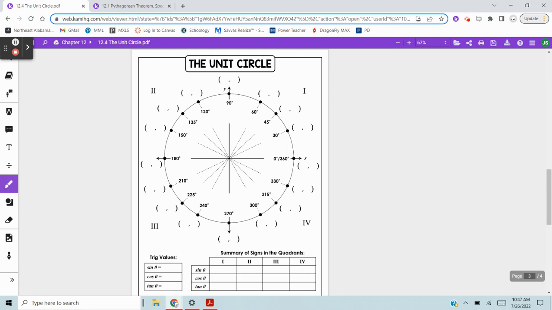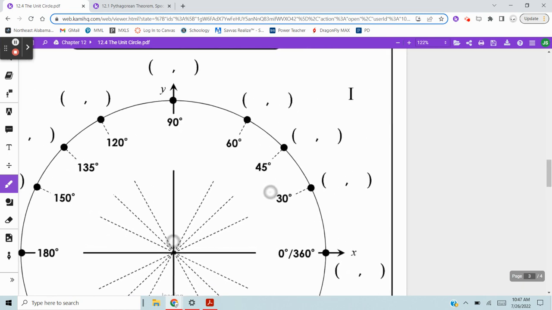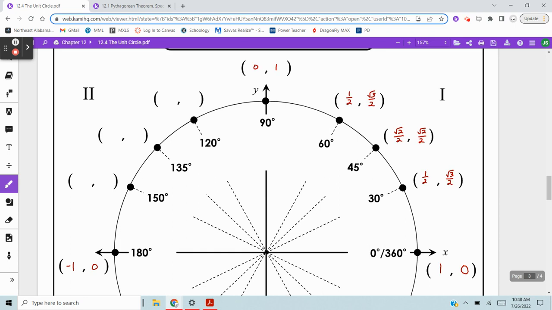Okay, here's my unit circle page, and what I'm going to do is start in this first quadrant and label everything that we were given from the table. And there we go, I've got all those labeled.